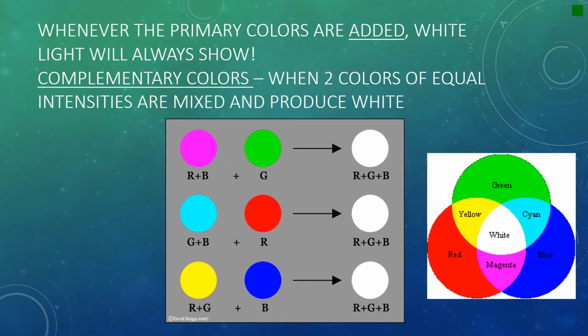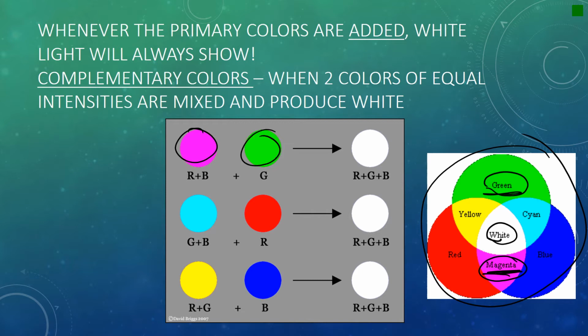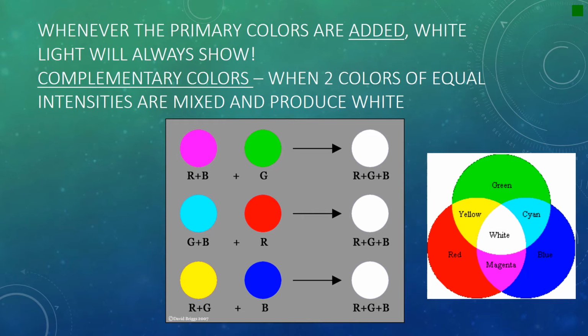Okay? So these are called complementary colors. Complementary colors are, if you're on this color wheel right here, if they are across from one another, they are called complementary colors. What that means is that when you combine them, you end up getting white. So if I combine green and magenta, I get white. If I combine cyan, which is a secondary color, with red, I get white. And if I do yellow with blue, I get white.